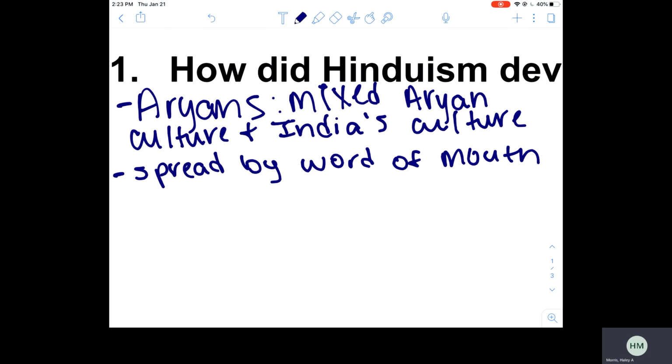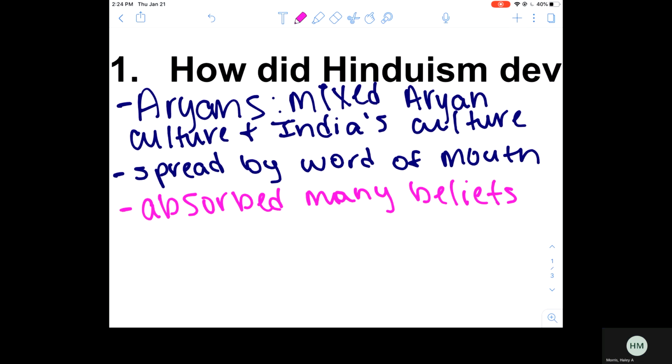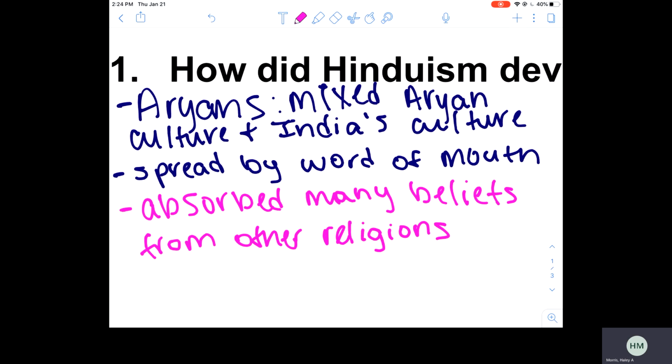And so over time, I'm going to switch to a different color because I'm kind of answering the second question now. Over time, it absorbed many beliefs from different religions. And that makes it super complex, and as a result, they have many different traditions.